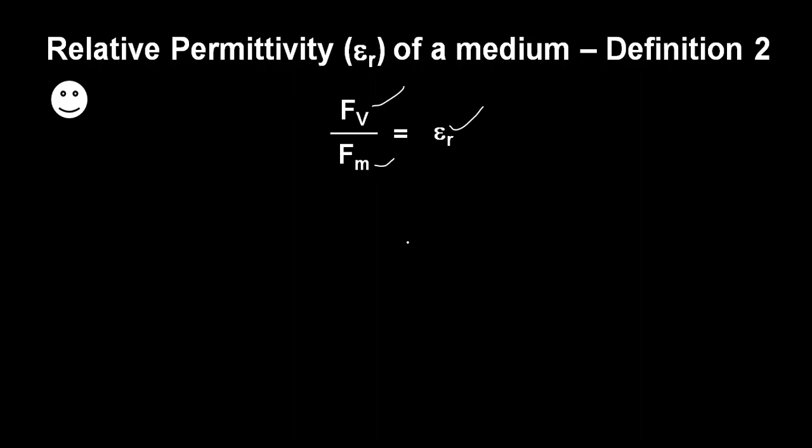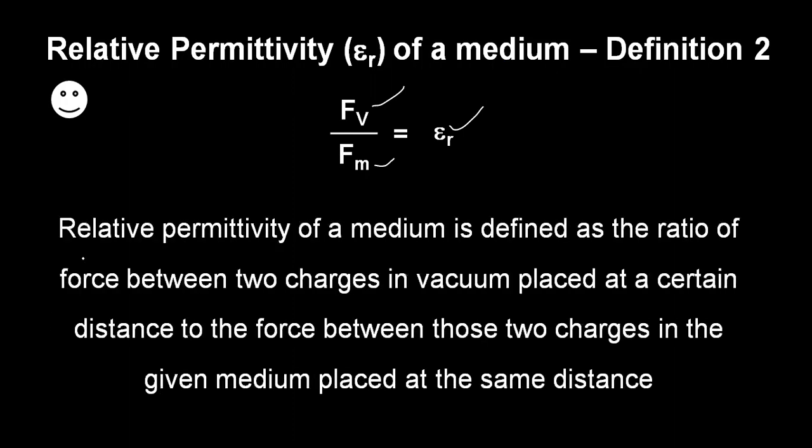Whatever distance you maintain between the two charges in air or vacuum, the same distance you have to maintain in the medium. So thus my definition is: relative permittivity of a medium is defined as the ratio of the force between two charges in vacuum placed at a certain distance to the force between those two charges in the given medium placed at the same distance. So this is one more definition for relative permittivity or dielectric constant. I hope you would have understood the definitions of permittivity and relative permittivity.